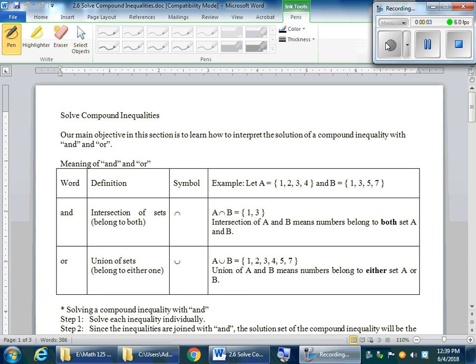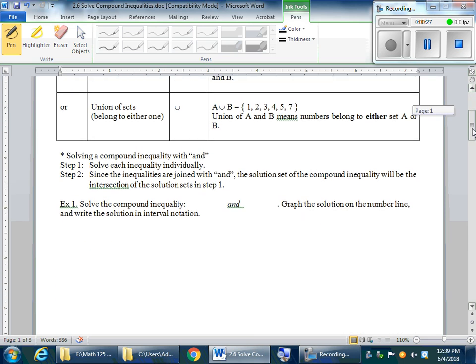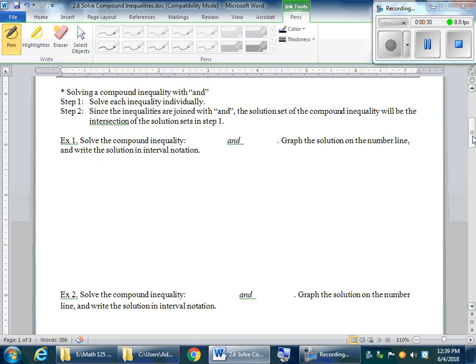2.6. Solve compound inequalities. The main objective in this section is to be able to collect and interpret the answer for the compound inequality that has the statement connected with "and" or "or". So solving a compound inequality with the statement "and" is basically looking for the intersection of the compound inequality, which is two inequalities.